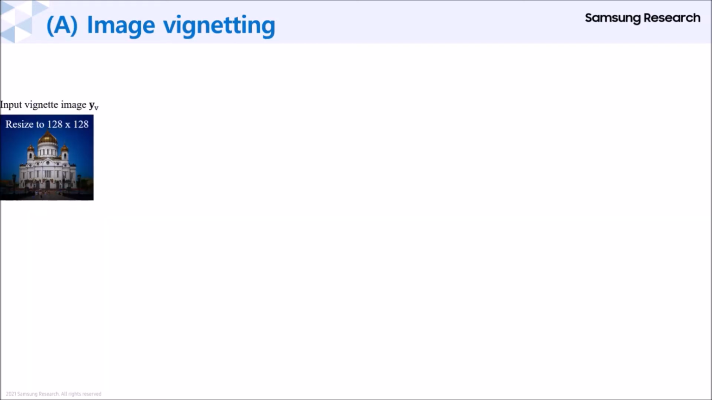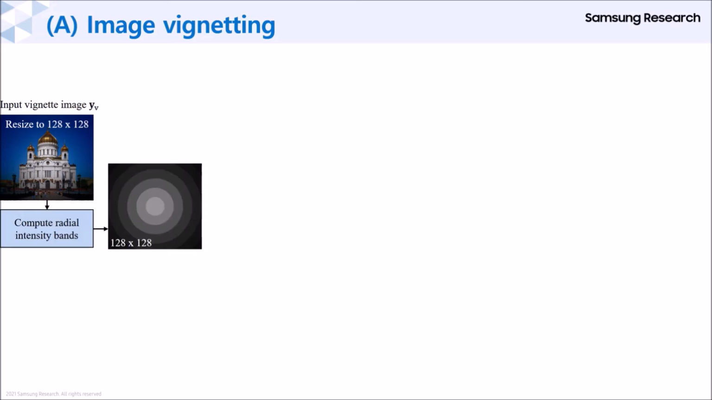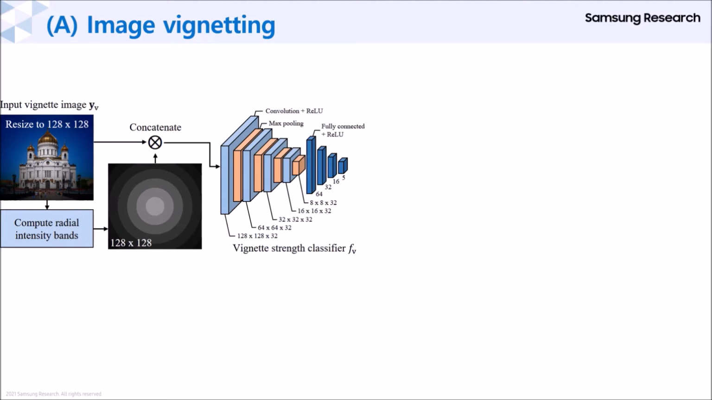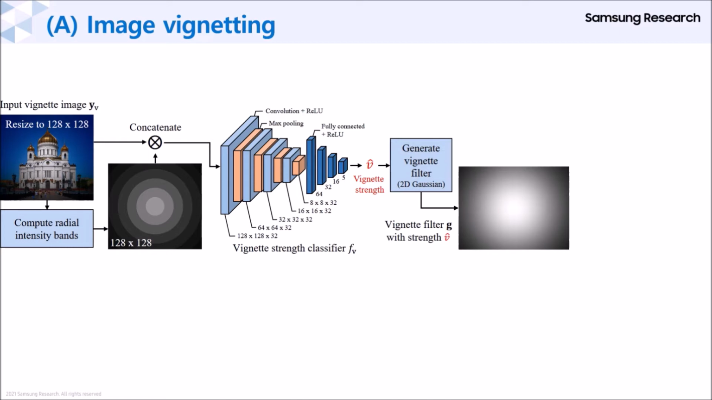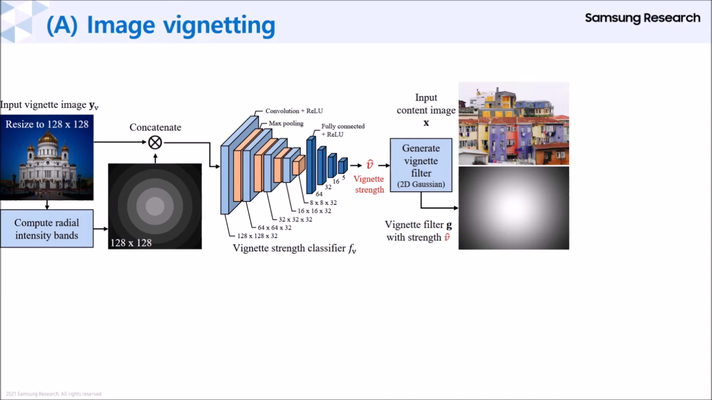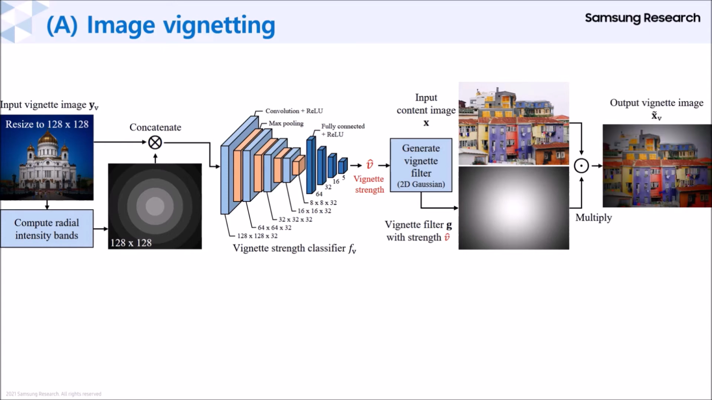For image vignetting, we start from an input image that may possibly contain a vignetting effect. We downsample it to 128 by 128 pixels and compute radial intensity bands. Then we concatenate the radial intensity bands to the image and feed both inputs to a neural network. The neural network is trained to predict the vignetting strength in the input image, which is used to generate a vignetting filter that looks visually similar to the one that exists in the input image. Then we multiply the generated filter by the input content image to reproduce the vignetting effect.